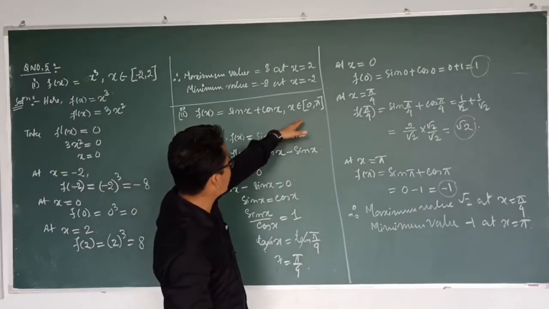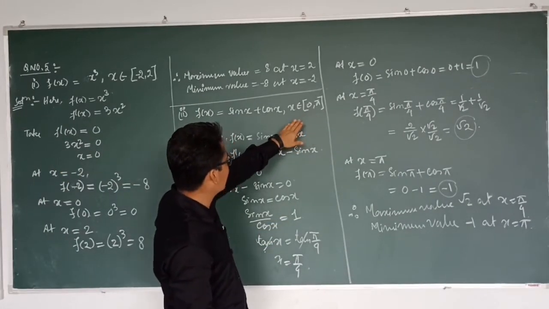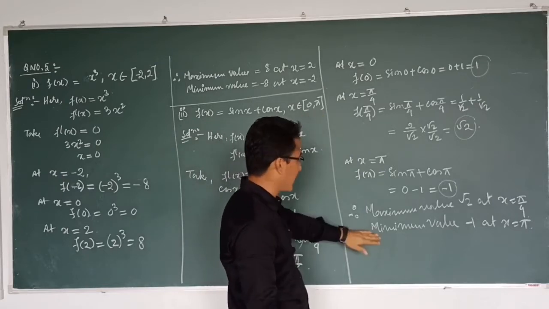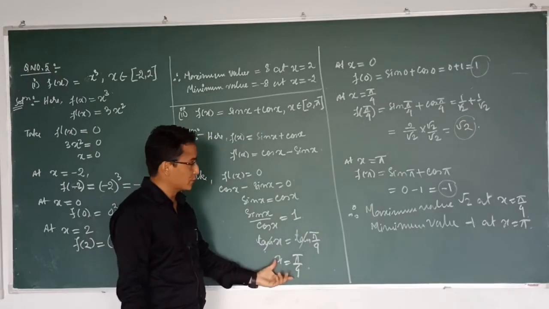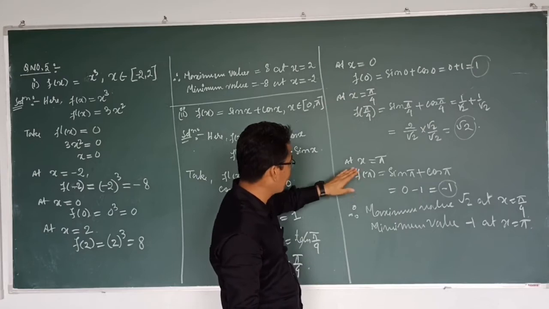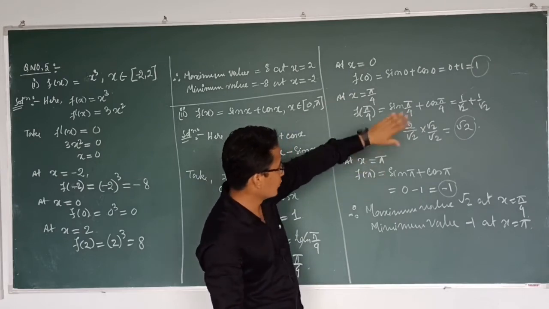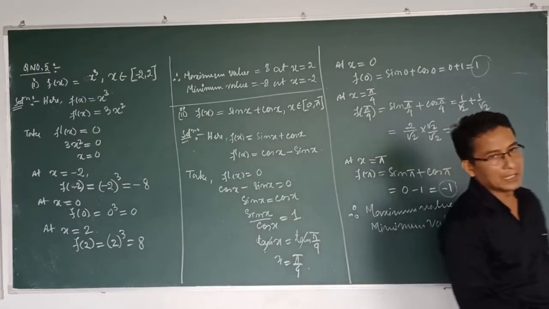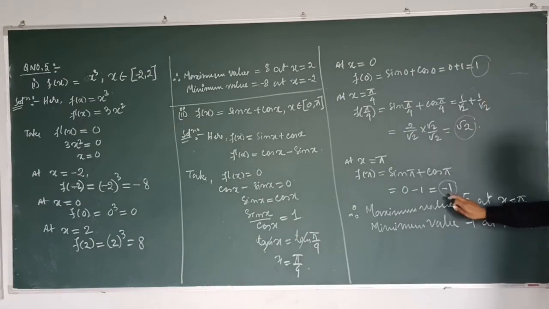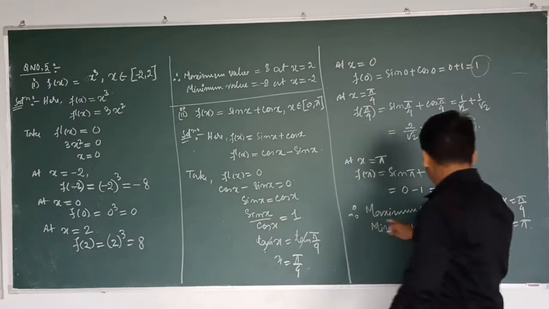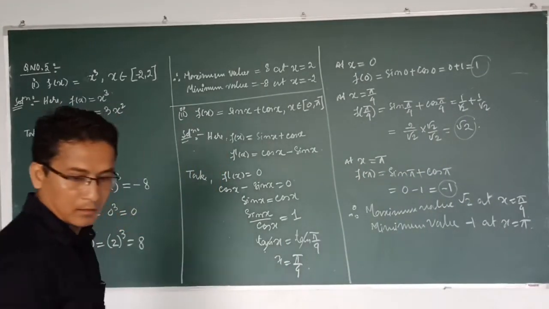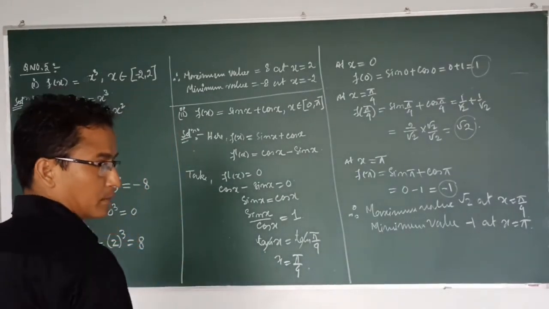After that we apply the interval, this is a closed interval, 0 to pi, and we take the critical point also. So we take x equal to 0, x equal to pi by 4 and x equal to pi. Now we see the values. From these three values we get root 2 as the maximum value and minus 1 as the minimum value. So we write it in this way. This is question number 5.